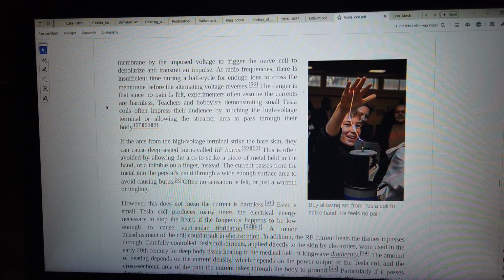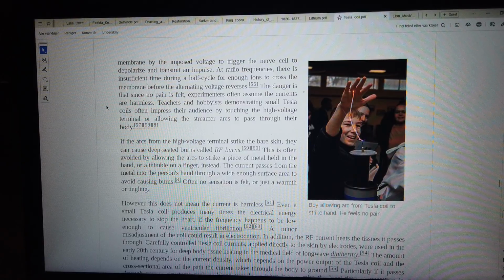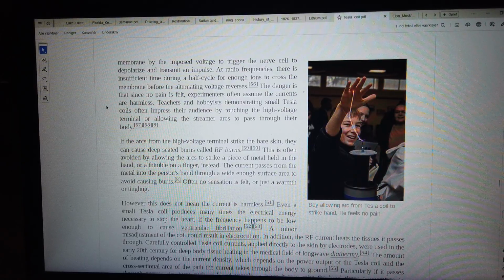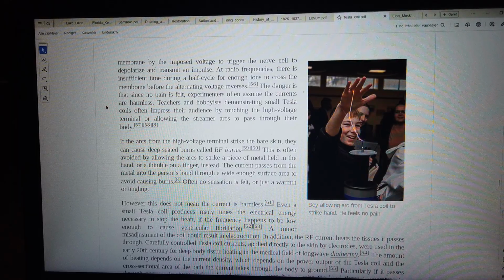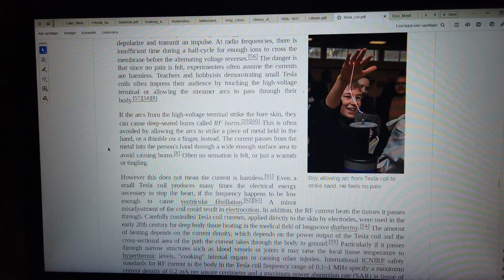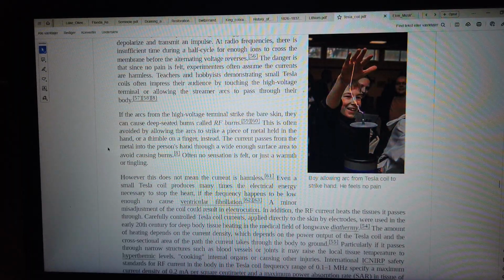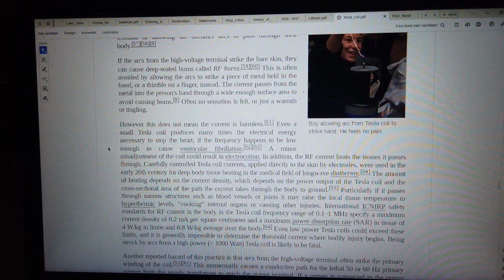Teachers and hobbyists demonstrating small Tesla coils often impress their audience by touching the high voltage terminal or allowing the streamer arcs to pass through their body. If the arcs from the high voltage terminal strike the bare skin, they can cause deep-seated burns called RF burns.